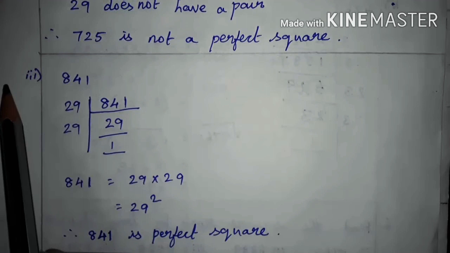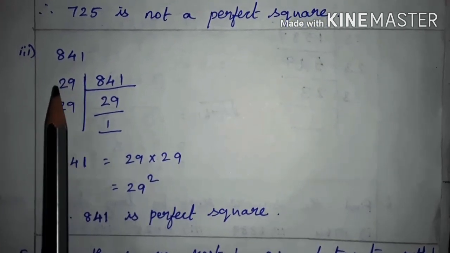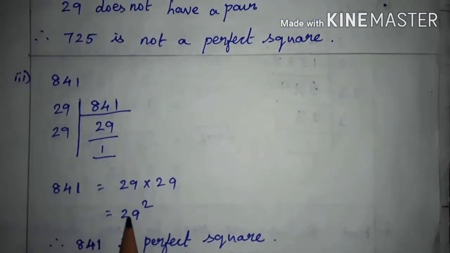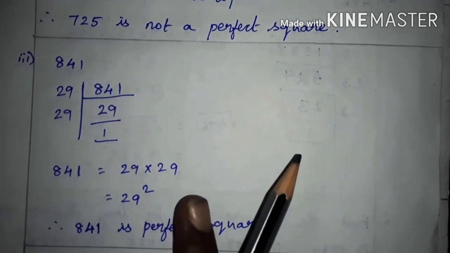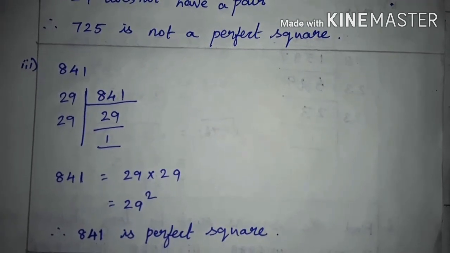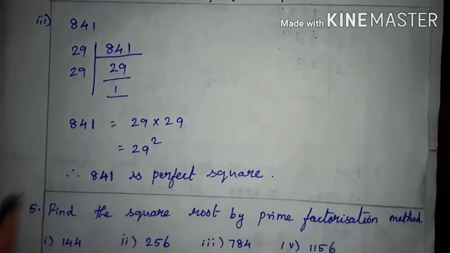Next sum is 841. 841 can be written as the prime factors 29 into 29. This 29 into 29 can be written as 29 square. No other numbers are here without the squares. Therefore, we can say 841 is a perfect square. Like that, you have to do it for the other 2 sums.